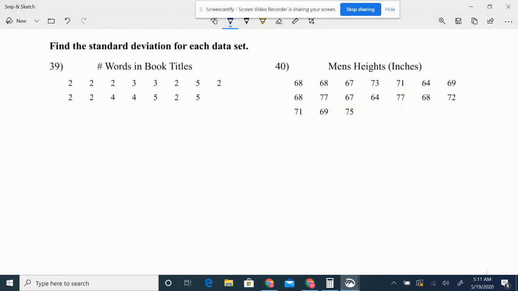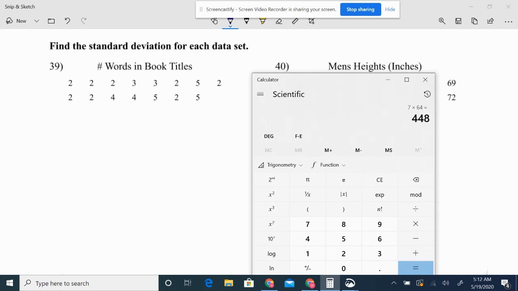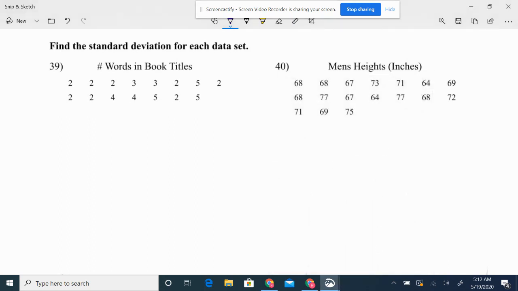Lastly, find the standard deviation for each data set. So what I'm going to do, I'm going to add my numbers. First of all, I need to find the mean of my numbers here. So I'm going to just add them all up.